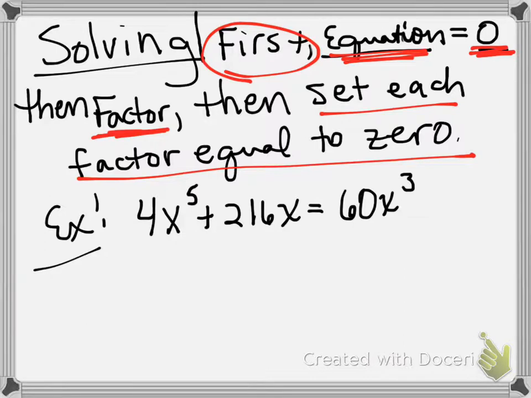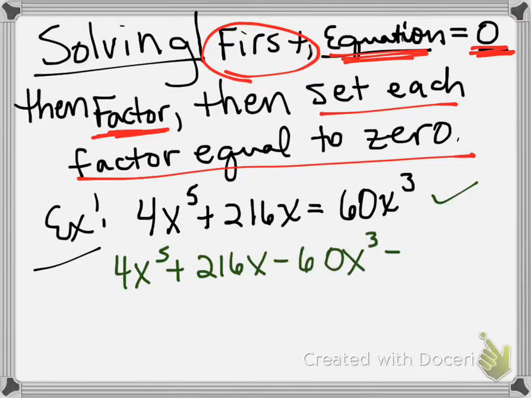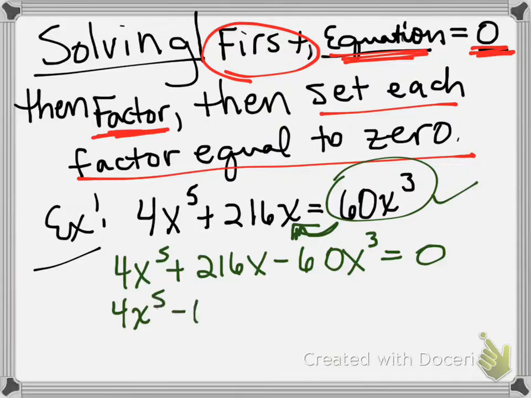Alright, so I'm going to go through this quickly. Starting out, this is not equal to 0. So I'm going to say 4x to the 5th plus 216x minus 60x cubed equals 0. So I subtracted 60x cubed from both sides. Okay? Brought it over here. Now, the next thing I need to do, because I'm a math teacher and this is what I do, I have to have it in order. This is to the 5th power, then the 3rd power, then the 1st power.